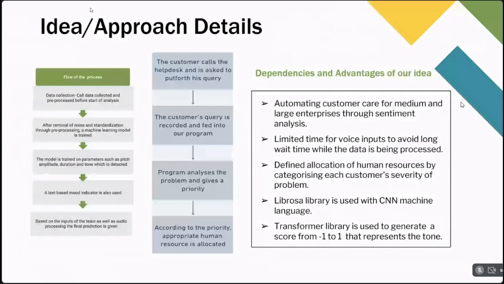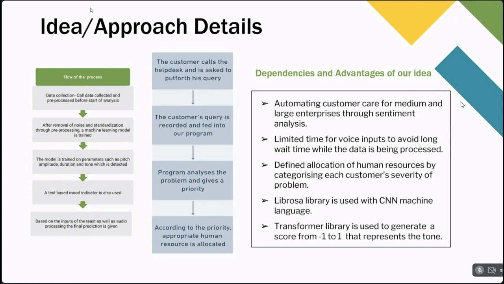Right. So I'll just carry forward on what Mukund has just said. I'll give you an overview of how the flow of a conversation goes with the customer. The customer calls the helpdesk and puts forth his or her query in the given 20 to 40 seconds period. This customer query is recorded and fed into our program. The program analyzes the problem, assigns the priority, and assigns the customer to a particular department. According to the priority, the human resource is allocated. If a person is more panicked or in a more tense state, it would be better to allocate a more experienced personnel to deal with the problem instead of a newbie. Whereas if a person is very calm, we can assign a new person who can handle the situation in a much easier format.